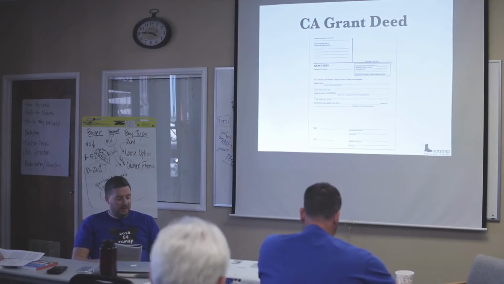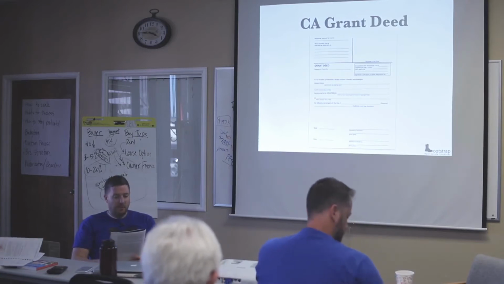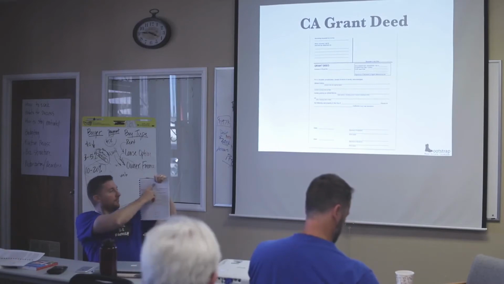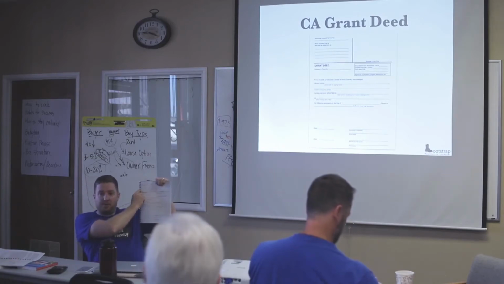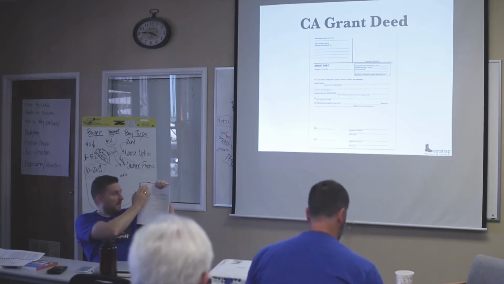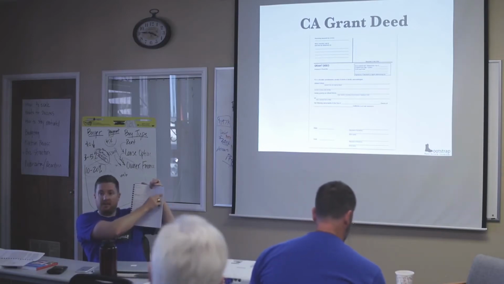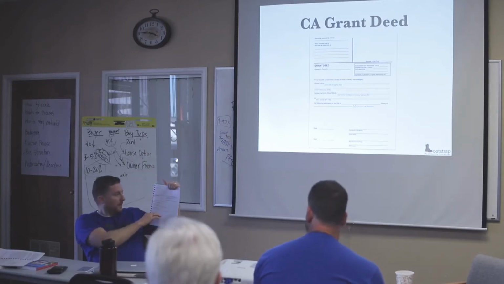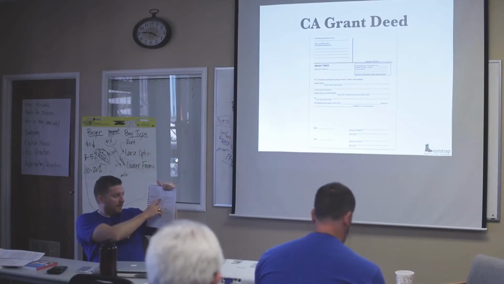So the California grant deed, when you fill this out, upper left-hand corner is the return address. So whoever's filling it out, or whoever it needs to go to, typically the owner, that's their mailing address. You leave this part blank. This is for the county. This is where they stamp it and put all of their jazz. Parcel number, put it in there.